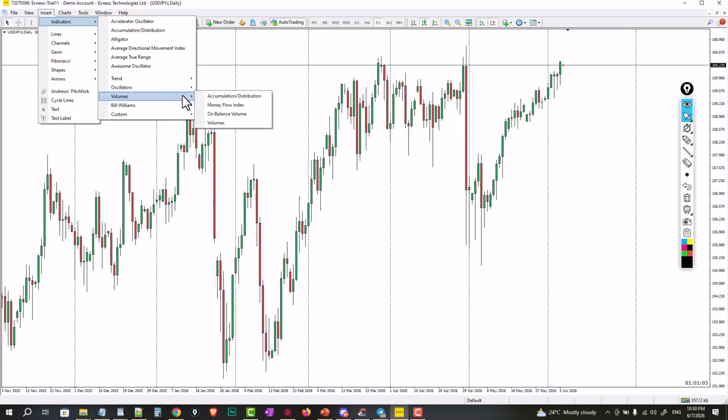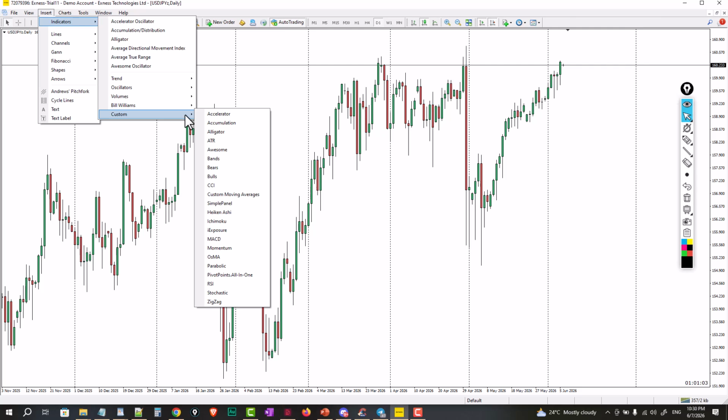Now we have technical indicators classed under the volumes category. We have some for Bill Williams; these are technical indicators created by the renowned trader Bill Williams. And then we have a category for your custom indicators. These are usually indicators that you install, or have coded by a freelancer or developer, or get from anywhere, but they are custom. They are not native to the MetaTrader platform. You got them somewhere and you want to use them inside MetaTrader.